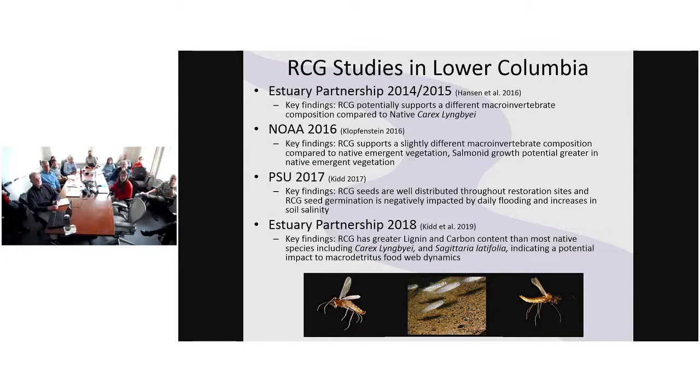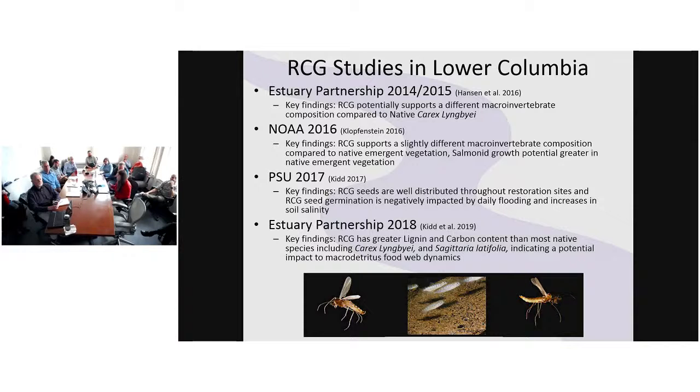So again, supporting that. And then I did my dissertation research at PSU in 2017. I did a seed bank study looking at restoration and reference site seed banks. I found that reed canary grass was a very prolific seed producer. Its seeds were distributed much more abundantly than native seeds across the high to low marsh gradient, both in the reference site and the restoration site. So those seeds are everywhere. However, the hydrology, daily flooding, and soil salinity really impacted germination, in an experiment I did in the greenhouse. So how we're restoring these conditions may really help us reduce reed canary grass.